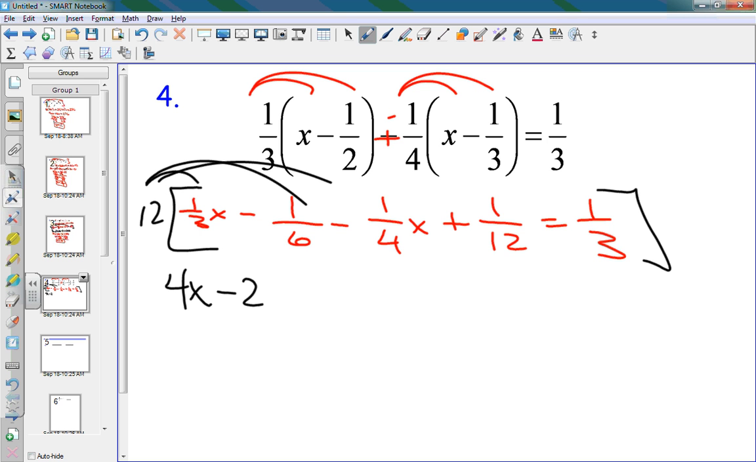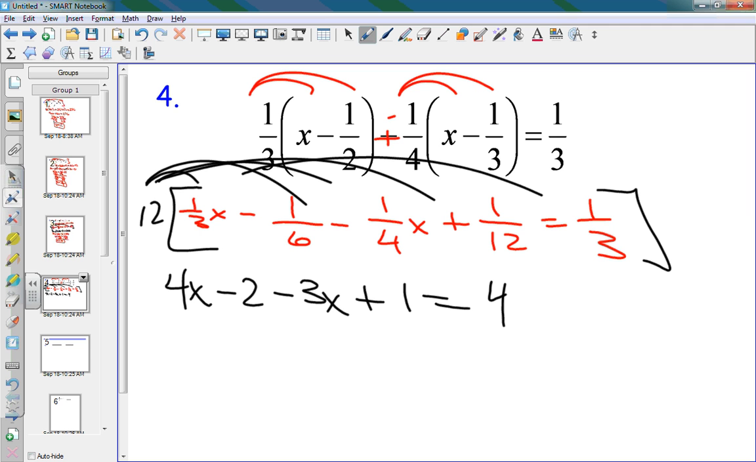And 12 divided by 6 is? Minus 2. 12 divided by 4 is? Minus 3x. 12 divided by 12 is? 1 is equal to? 12 divided by 3 is? 4. Now what do I do? Isn't that gorgeous now? Gorgeous. Beautiful. Right? So what do I do? Combine like terms. What's 4 x's minus 3 x's? X. So negative 2 plus 1 gives me? Negative 1. Add that 1. And we get x equals 5.